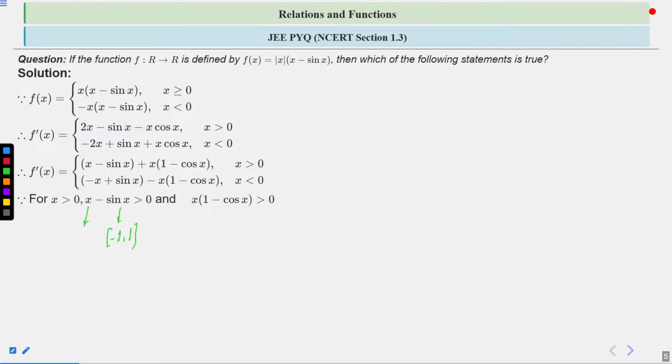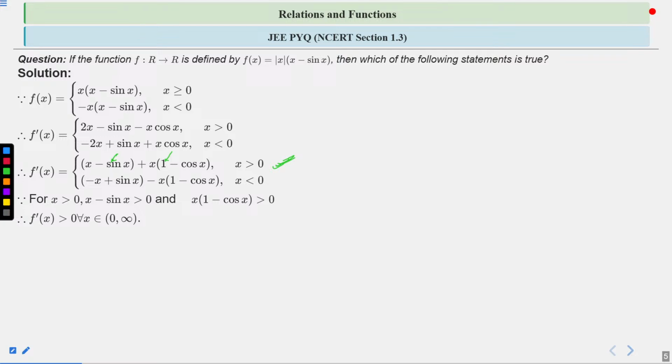When x is greater than 0, this function is always greater than 0, and x into (1 minus cos x) will always be greater than 0, since x is greater than 0 and cos x will always be less than or equal to 1, right? So overall this function is also greater than 0. So we can say that f dash x is greater than 0 for all x belonging to 0 to infinity, right? Because this function is greater than 0 and this function is greater than 0 as well, right?